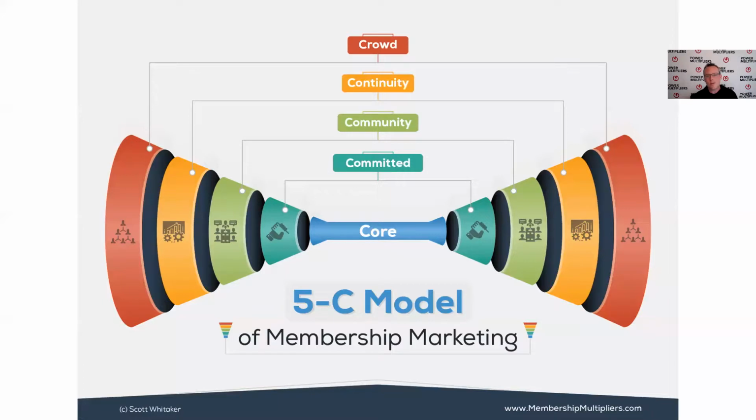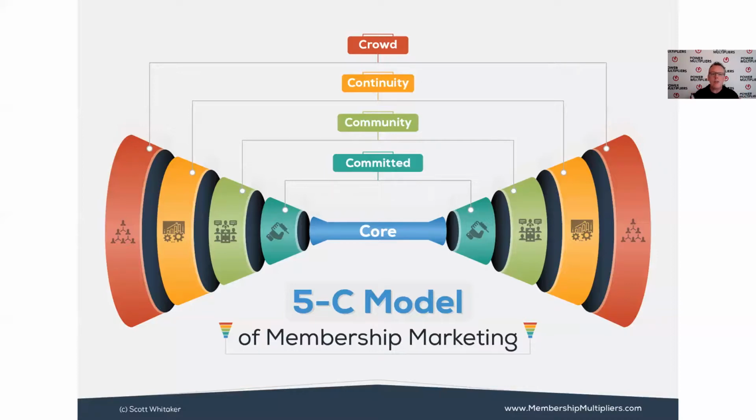When somebody cancels the membership, they fall back out into the crowd. And by the way, you should be marketing your membership to people who have canceled your membership, because just because they canceled doesn't mean they won't come back. They will come back. Many times they'll come back.